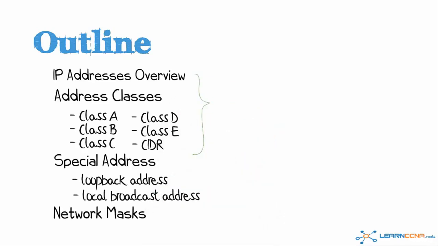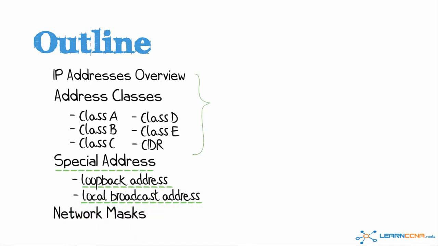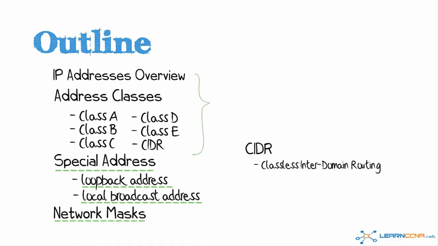Now that we've discussed address classes in IPv4, we're going to continue the discussion looking at special addresses such as the local broadcast address, loopback addresses, and other special addresses that you'll encounter in IPv4. We'll also look at network masks and CIDR, or classless interdomain routing, and we'll see how that affects the network and host portion of addresses in IPv4.